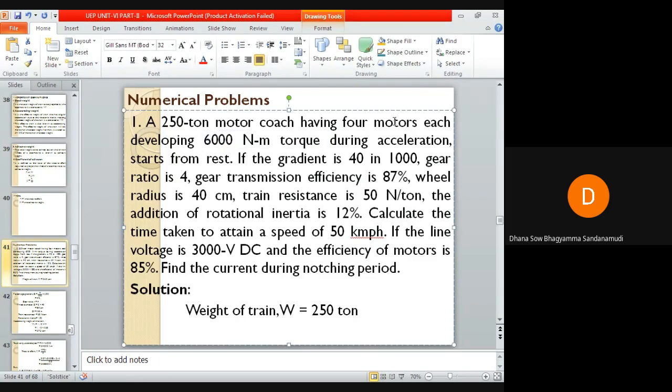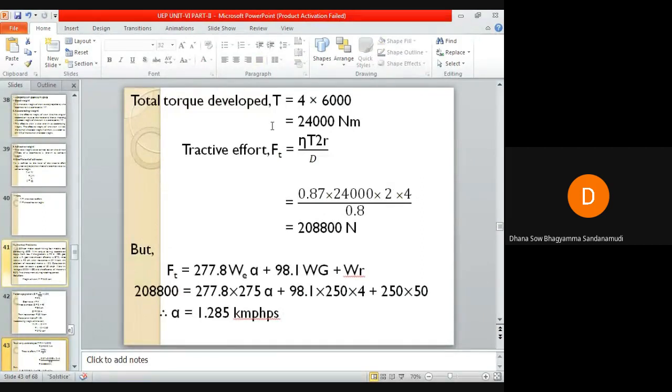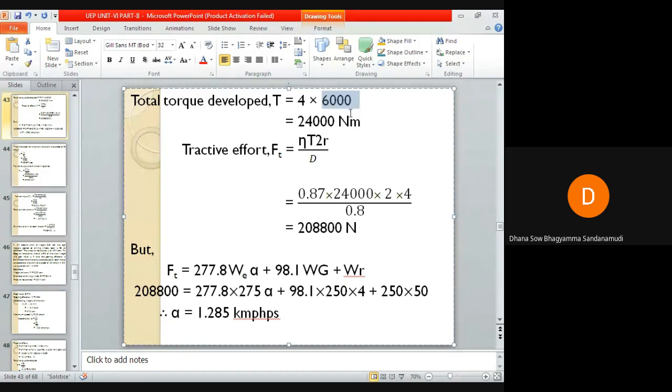Total, how many motors are there? 4 motors. So the total torque developed by this train will be 4 into 6000. Since each motor develops 6000 Newton meter torque, and there are 4 motors, 4 into 6000, you will get 24000 Newton meter, the total torque developed by all these motors.